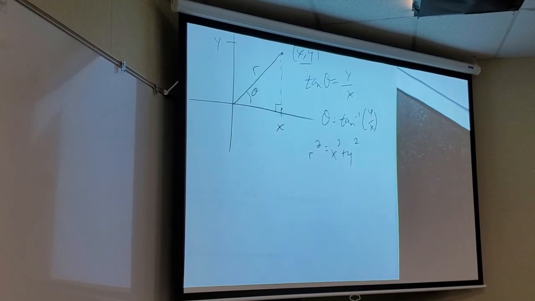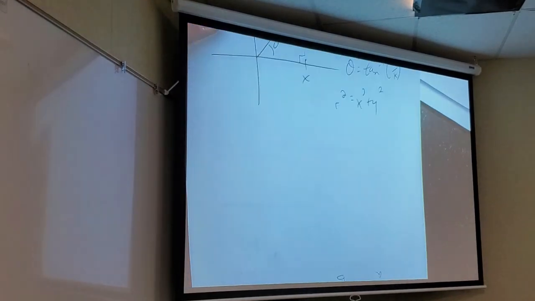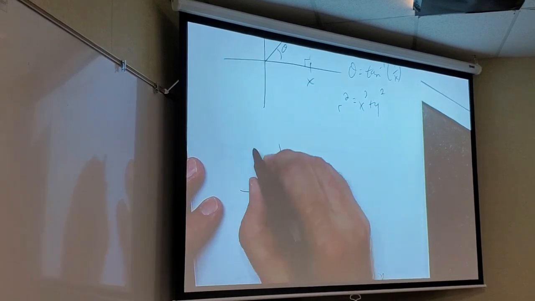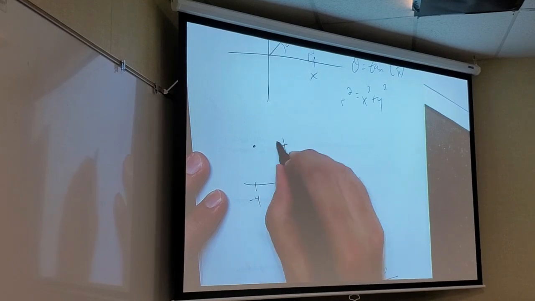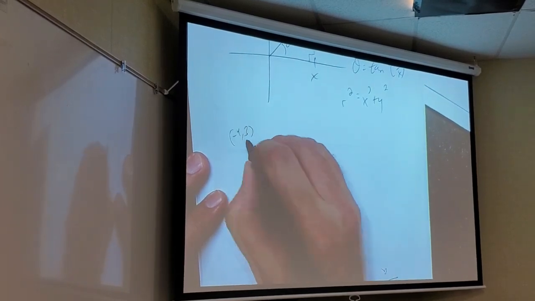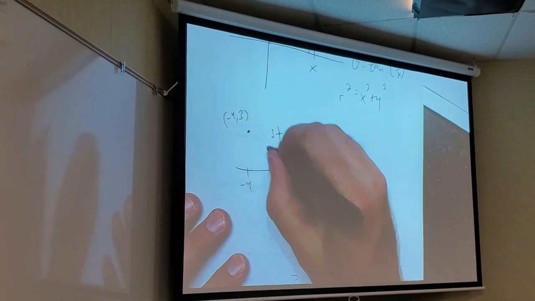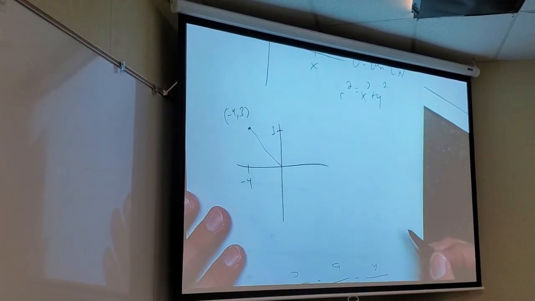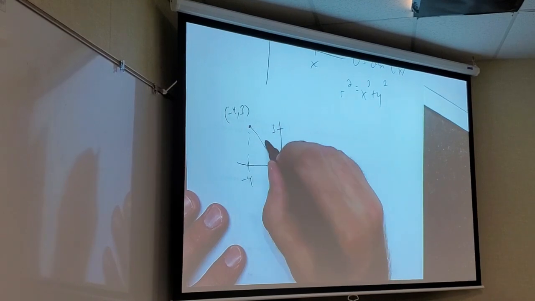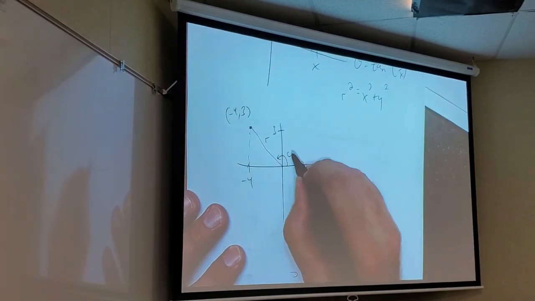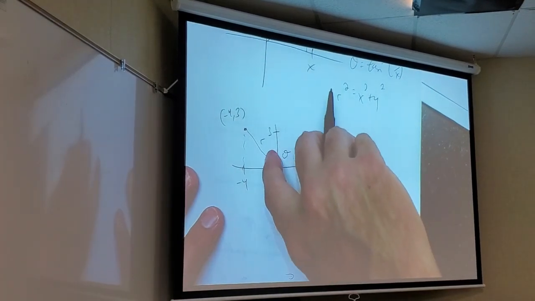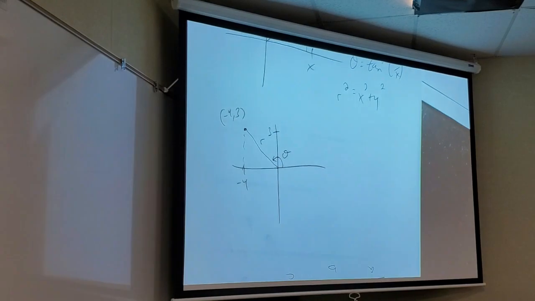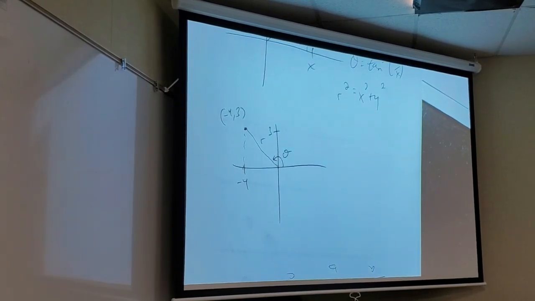So going back to this, let's do a concrete example. Actually, let's do one that's not in the first quadrant. So what if I had a point -4, 3? And I want to know what R and theta are. And of course, theta has to be here, right? Because where does a person always start? Facing east on the x-axis, correct?